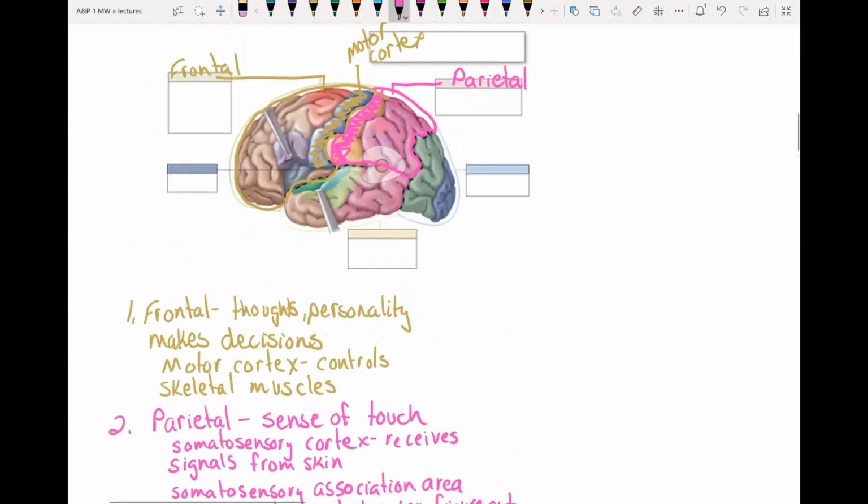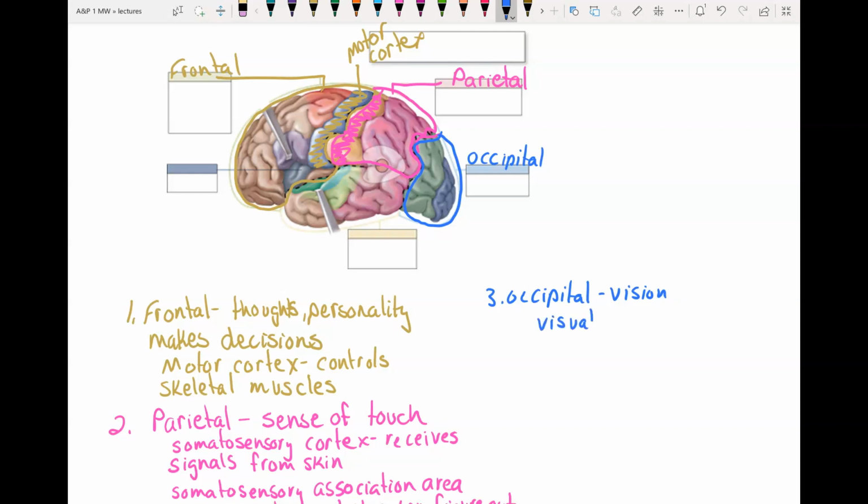All right, if we keep moving around, next we get to the occipital lobe. This is in the back of your head. Remember the body regions? You have an occipital body region. This is where sight is, or vision. And it also has a cortex and an association area.